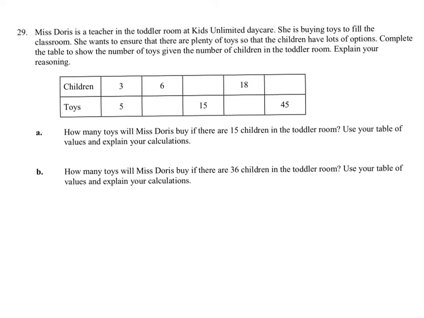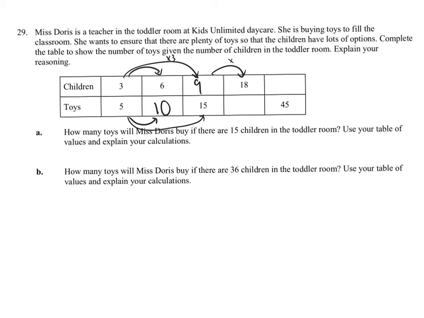So it says that Miss Doris is a teacher in a toddler room at Kids Unlimited. She is buying toys to fill the classroom. And she created this table, and we need to complete the table. So we can see that to get from 3 to 6 is times 2. So we do 5 times 2, which is 10. To get from 5 to 15 is times 3. So 3 times 3 is 9.